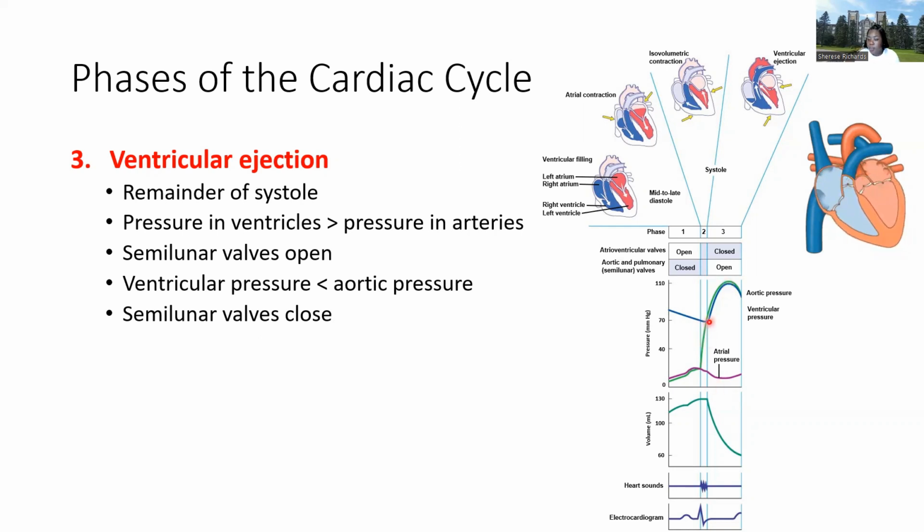So notice the ventricular pressure here rises steeply at the beginning of the ventricular ejection and then drops off towards the end of ventricular ejection. The AV valves are still closed here. The semilunar valves are now open. The atrial pressure is low because those AV valves are closed. And then if we look at the volume, it drops off because blood is leaving the ventricle and moving out into the arteries.